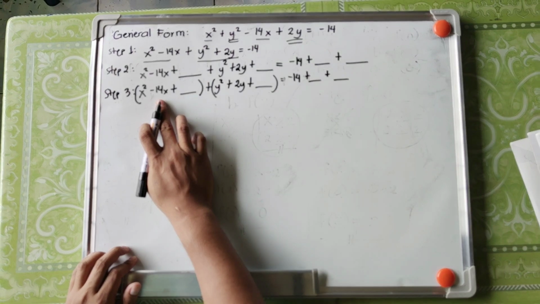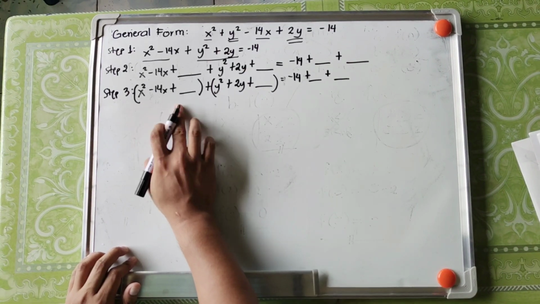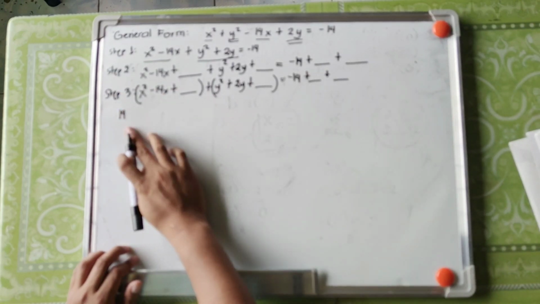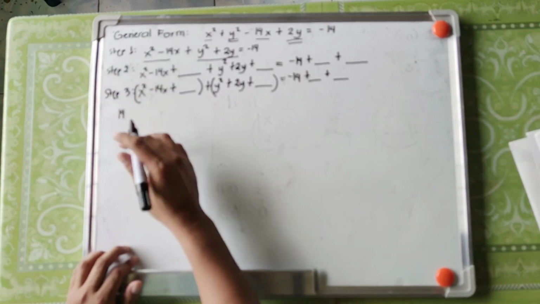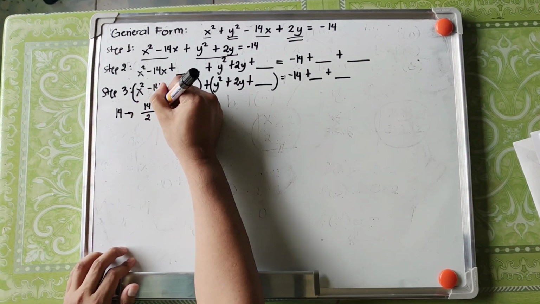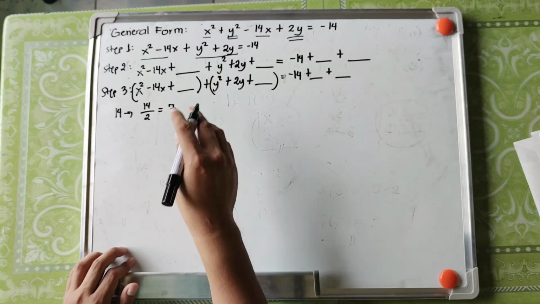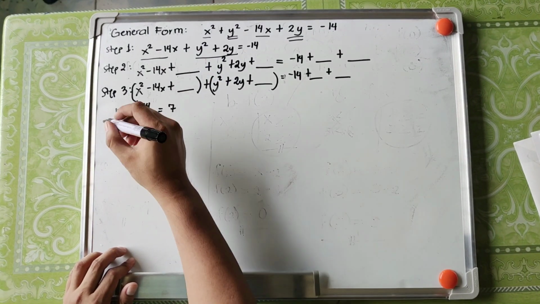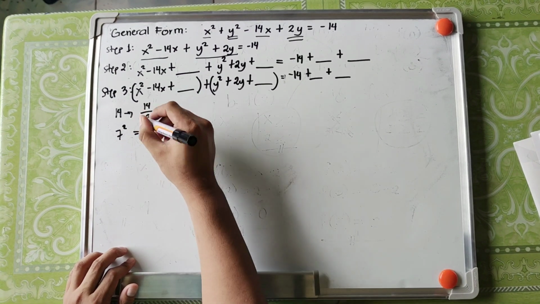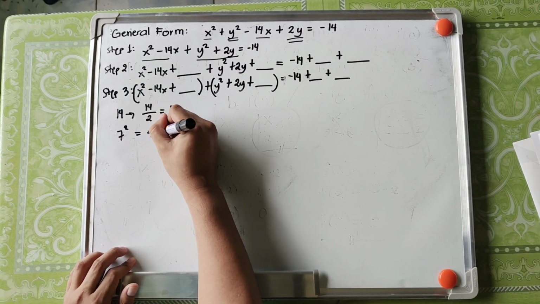So, ano yung second term natin dito sa first equation, first trinomial? We have 14. So, 14, anong gagawin? Find the half of 14 or simply divide it into 2. So, 14 divided by 2 is equal to 7. And anong gagawin kay 7? We have to square the 7. Square of 7 is 49.